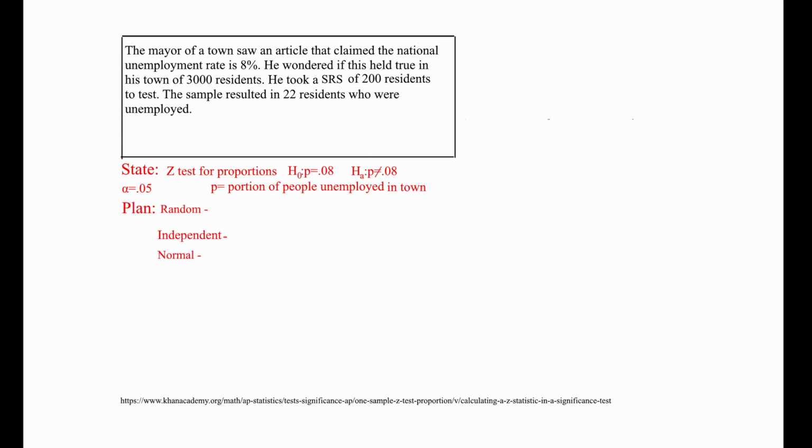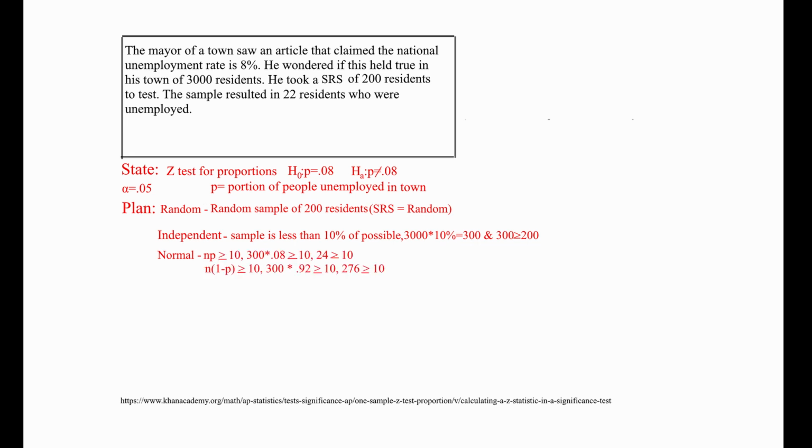The conditions for a one-sample z-test for proportions are random, independent, normal. The sample is random because they took an SRS of 200 residents in the town. The sample is independent because this sample contains less than 10% of all the possible people surveyed, because the problem states that there are more than 3,000 residents in the town, and 3,000 times 10% is 300, which is still greater than our sample of 200.